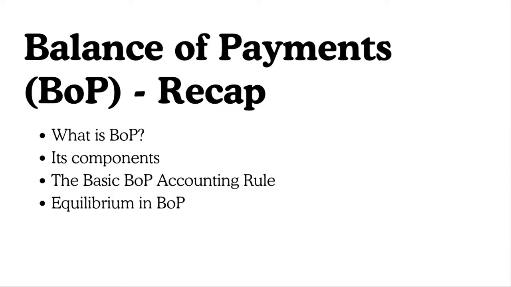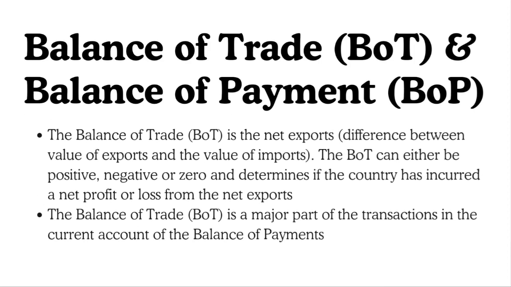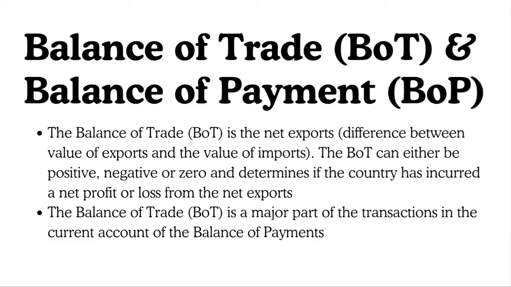We also saw that a country can have its BOP in equilibrium only when the demand for its foreign exchange equals the supply of foreign exchange, that is, when both the inflow and outflow of foreign exchange from the country are equal. So now that we have refreshed our learning, let us finally proceed with the rest of the topics discussed in this unit number 11 of MMPC 3. So, balance of trade and balance of payment.